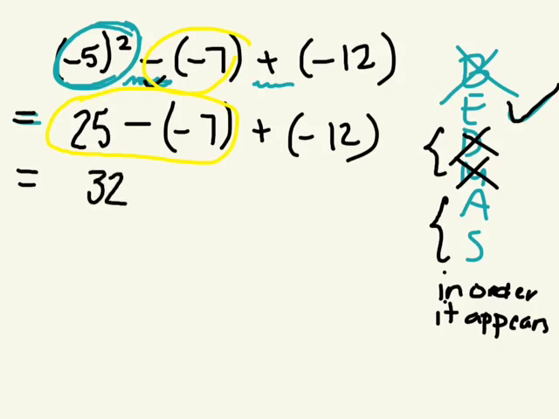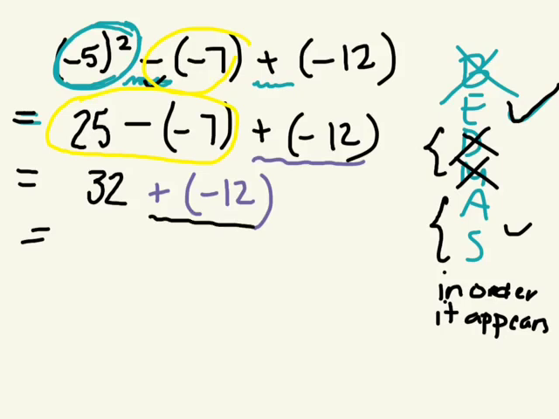Right, so 25 take away -7 is 32, and then we have our plus, this symbol right here, the positive and the negative, -12. We need to add, we're adding a negative, and we get 20 was our final answer.